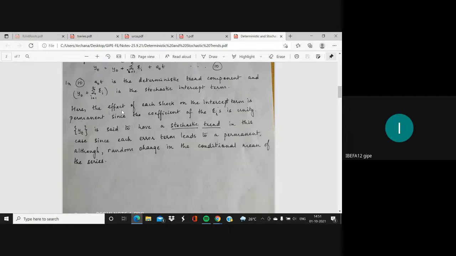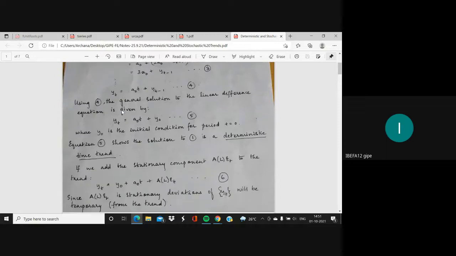Because of this, yt is said to have a stochastic trend. In this case, since each error term leads to a permanent, although random, change in the conditional mean of the series, it will be a little harder to make yt revert back to the mean. Since the effect of each of these shocks is permanent, it's very unlikely that yt will display mean reverting behavior and return to the conditional mean of this time series.